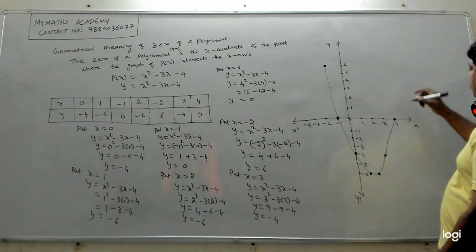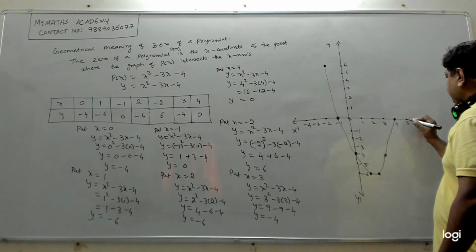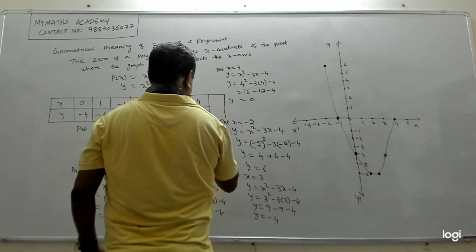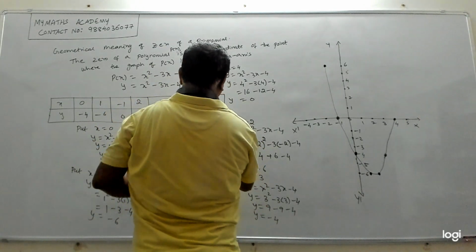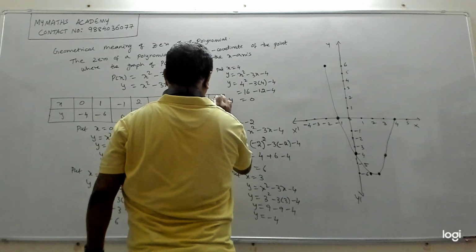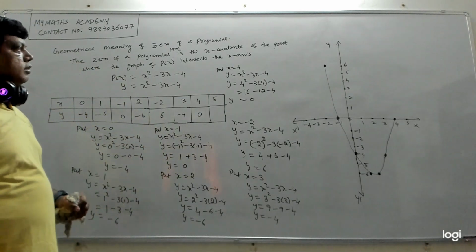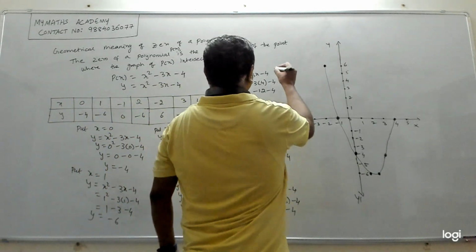Then we should take one more point. We'll take the point 5. Now put x is equal to 5. Now when x is 5, what happens? What is y? When x is 5, so where shall we do that? We don't have space. I don't want to erase anything. So we'll do here. Okay.